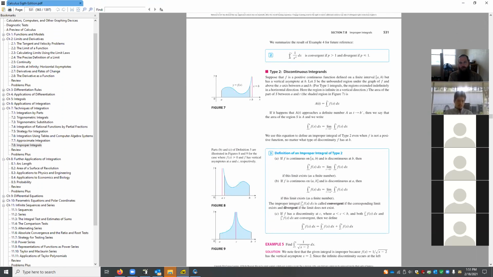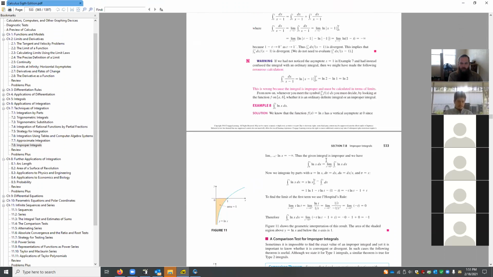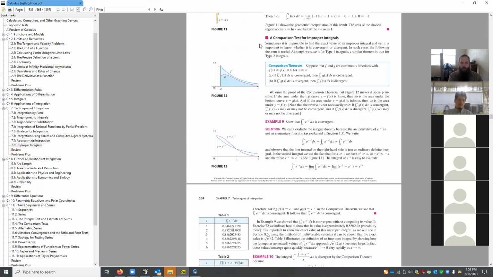So here are the theorems we proved today. These P integrals converge if P is bigger than 1 and diverge if P is less than or equal to 1. And here's our comparison theorem. F and G are continuous functions, one bigger than the next. They changed the labels here. I used F for the little guy and G for the big guy. But if the big integral converges, then the small integral has to converge. And if the small integral diverges, then the big integral has to diverge.